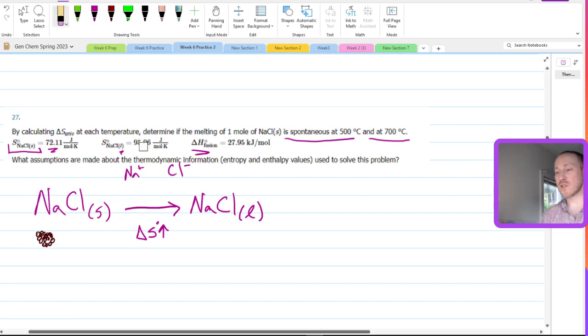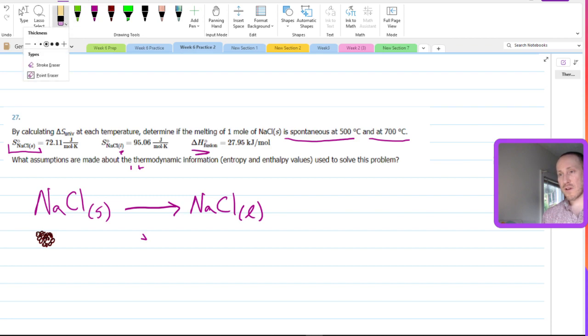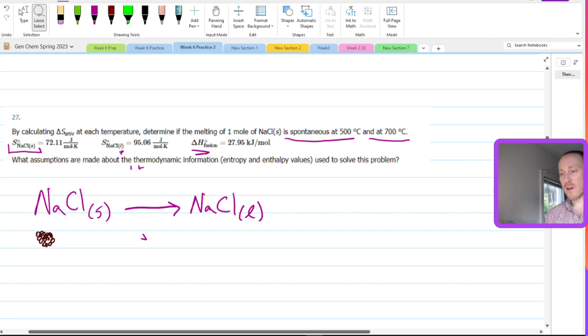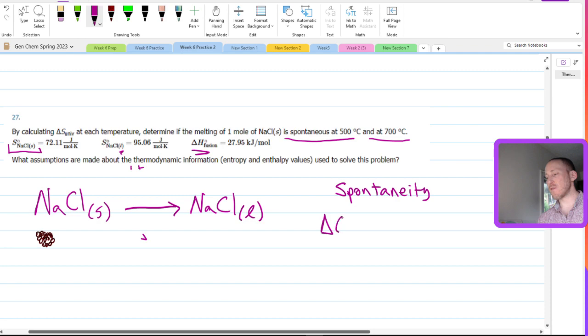We actually are solving for spontaneity, right? So it might seem daunting to consider how you would do that because you have to know this detail. The detail is this. There's kind of two ways to look at spontaneity, in the context of the variables we've given. One is the delta G way, and one is the K way.